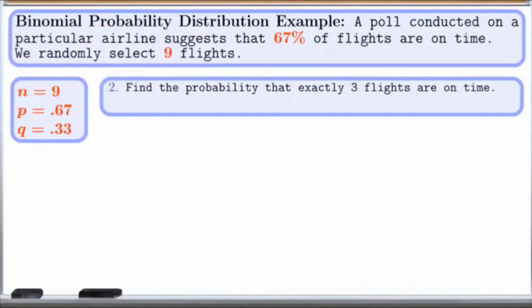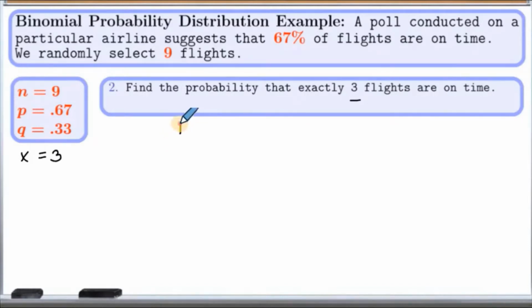So now let's look at this second problem here. Here we are supposed to find the probability that exactly 3 flights are on time. So for this problem, our x is 3. Let me write down the formula that we'll be using to calculate this probability.